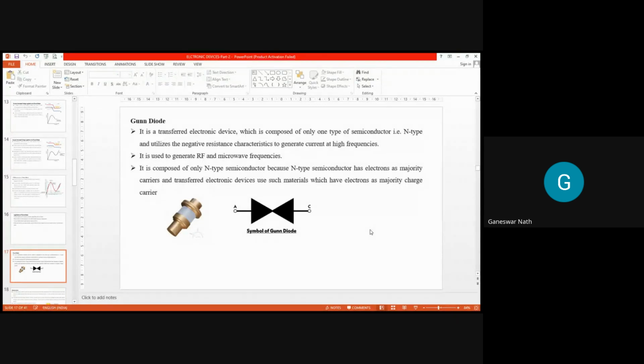Okay. So this is the unique feature of the Gunn diode. It is used to generate RF and microwave frequencies. It is composed of only N type semiconductor, because N type semiconductor has electrons as majority carriers, and transferred electron devices use such material which has electrons as the majority charge carrier. Not P type. P type contains holes, which may not contribute as much current, but electrons can contribute a larger amount of current to any device. So that is why it is intentionally made up of N type semiconductor.